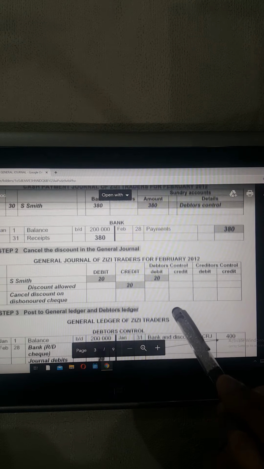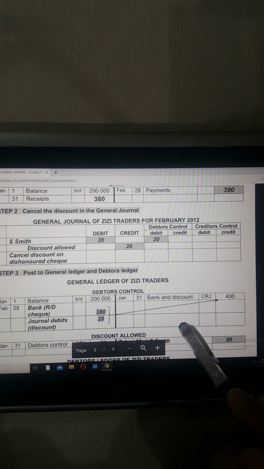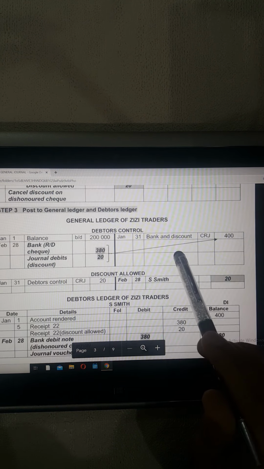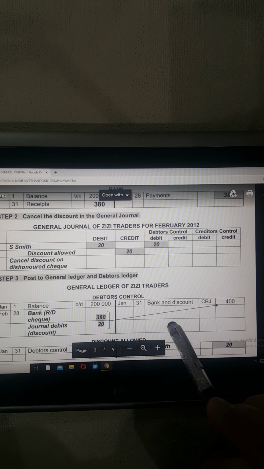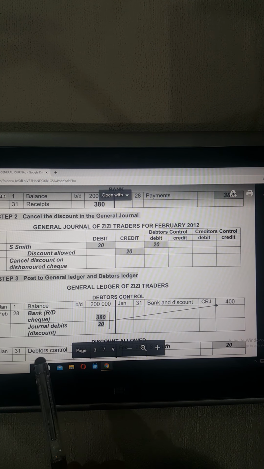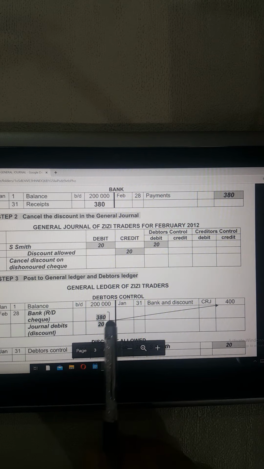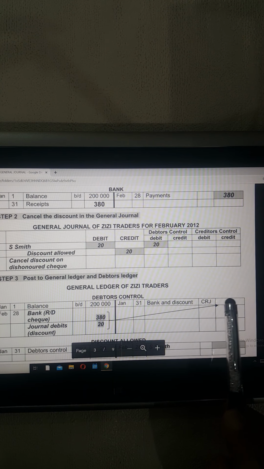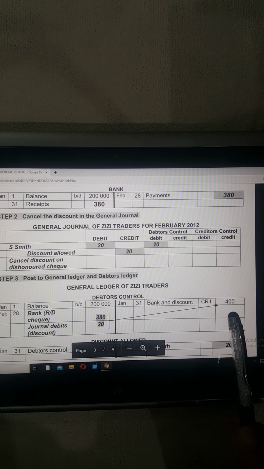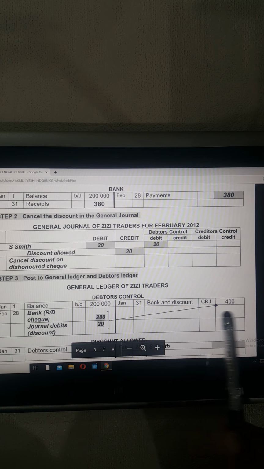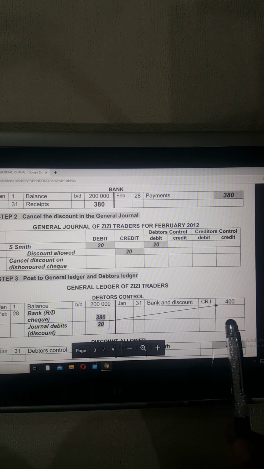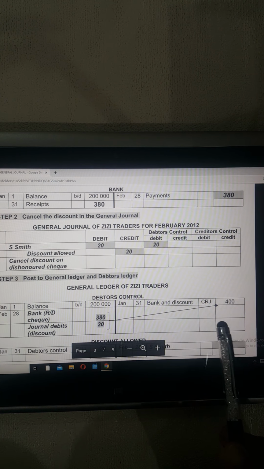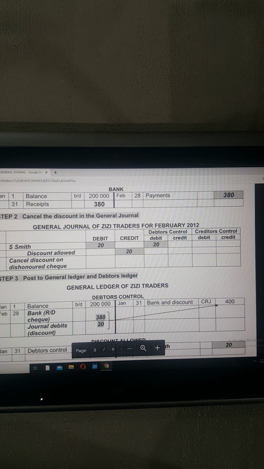Let's look at it in the general ledger and the debtor's ledger. So here's the general ledger. What have they done here? Okay, they have debited the debtor. Remember, here was that amount that we received, right? 400 Rand. So we've done that when we got the check. They did it together. We put in 380 for bank and 20 Rand for discount allowed, right? So you credited the debtor to say that he paid you.